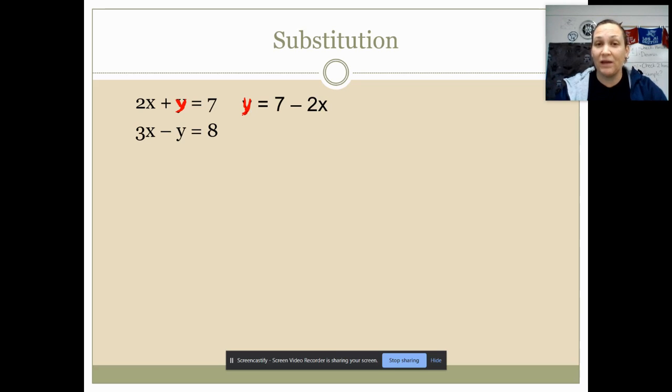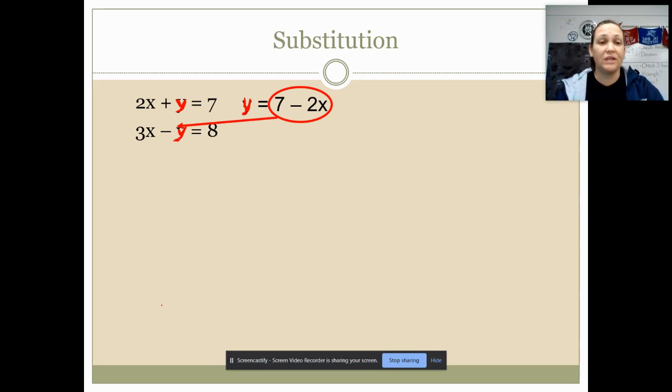Now you have to be a little bit careful on this problem. You want to make sure that when you're substituting, you substitute the equation that you solved for into the second equation, the one that you did not solve for. So we don't want to accidentally substitute this equation back into itself. So we want to make sure that we are using the second equation. So I'm going to replace this y down here with the 7 minus 2x.